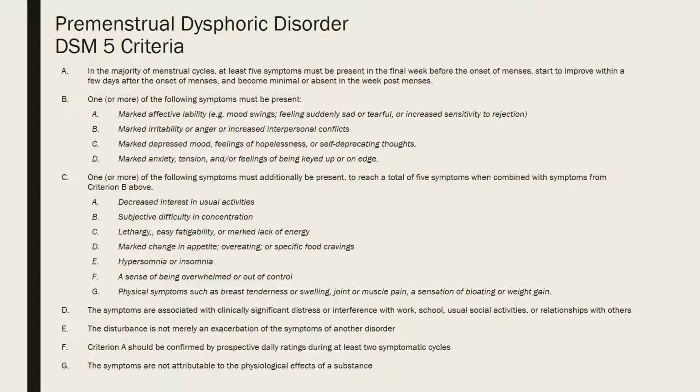Criterion A should be confirmed by prospective daily ratings during at least 2 symptomatic cycles. So at least 2 months of daily ratings of how the client feels before you can give this diagnosis. That's important. And the symptoms are not attributable to the physiological effects of a substance. Environmental factors for PMDD include stress, history of interpersonal trauma, seasonal changes, and then female gender roles. And then heritability is unknown, but estimates range from 30 to 80%, which really speaks to it being unknown because that's a huge range.